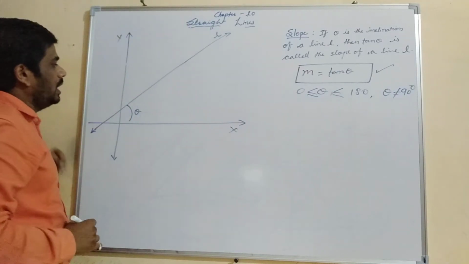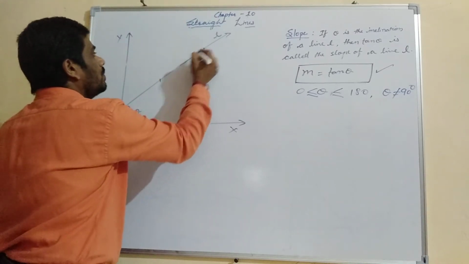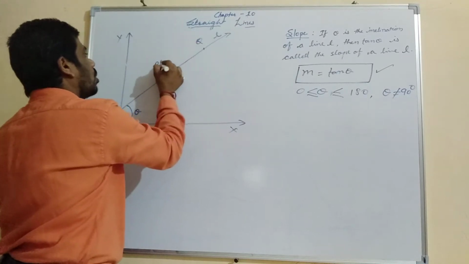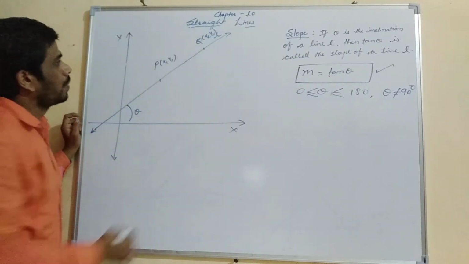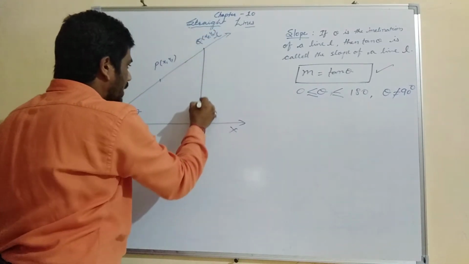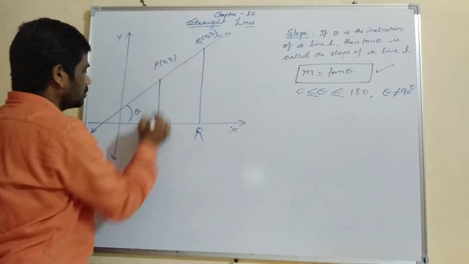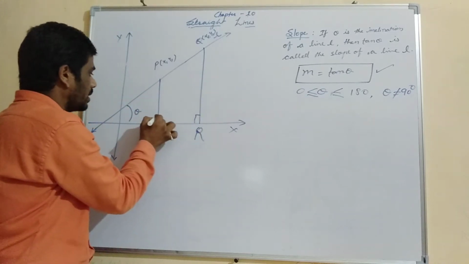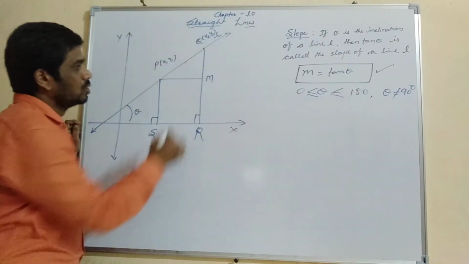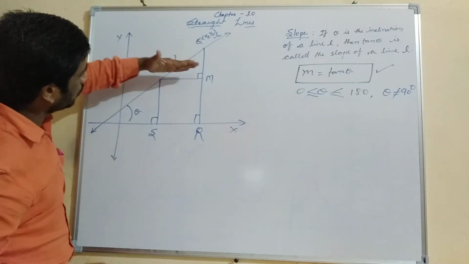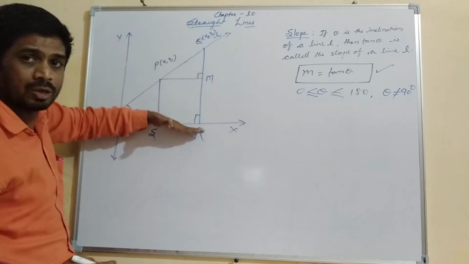Okay, now let us see if 2 points are given. These 2 points are lying on the given line. P and Q are the 2 points whose coordinates are x1, y1 and x2, y2. We will draw perpendiculars from P and Q on the x-axis. This is QR and this is PS. These are perpendicular on the x-axis, and we will draw PM also perpendicular to QR. So these 2 lines are perpendicular on the same line QR, so obviously these both will be parallel to each other.